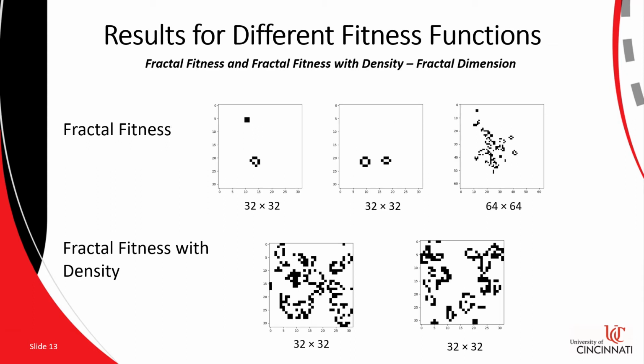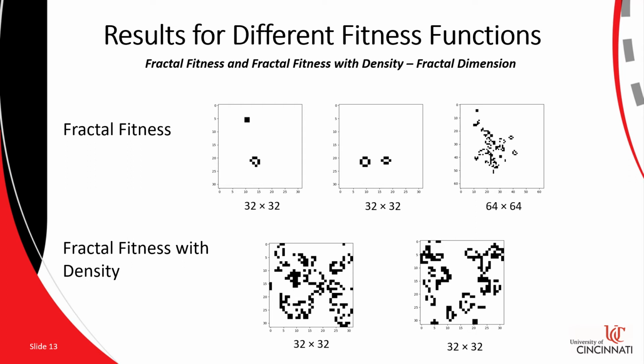So on the next few slides, we're going to take a look at some of the examples of the solutions that our genetic algorithm was able to find for each of the fitness functions. The first slide, we're going to talk about the fractal fitness function, fractal dimension. So we're trying to maximize the fractal dimension of the evolution between 40 and 60 time steps.